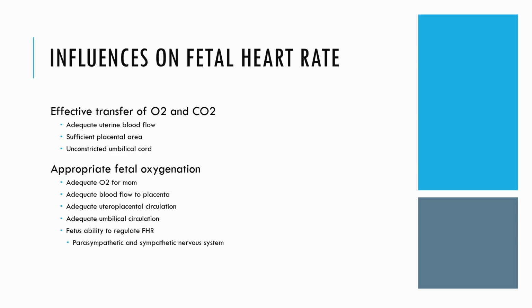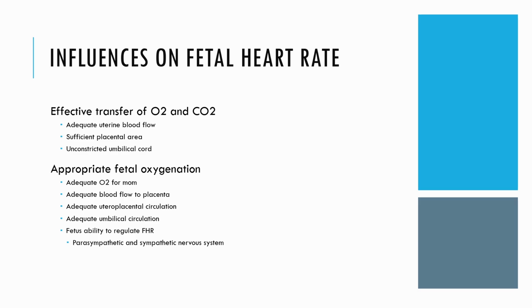All right, we're going to start looking now at fetal heart tones. But before we do that, we need to realize what are some different things that can influence our fetal heart rate. Some different things that can influence how our fetus responds during labor and delivery is, do we have enough adequate blood flow to our uterus? Is there sufficient placental area? Is our umbilical cord unconstricted? Those 3 things all make sure that there's effective transfer of oxygen to the baby and CO2 gets removed from the baby.